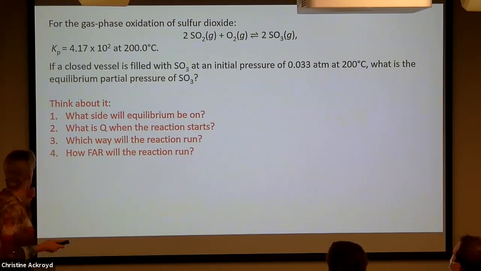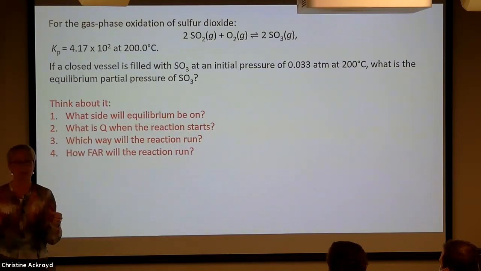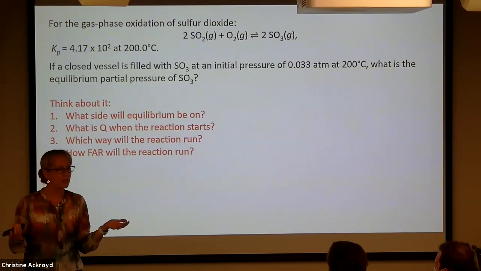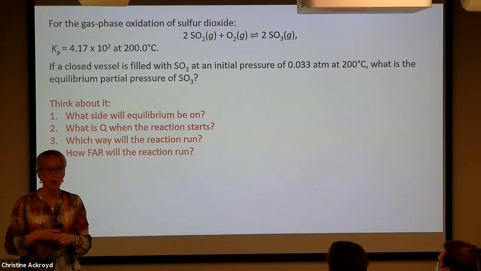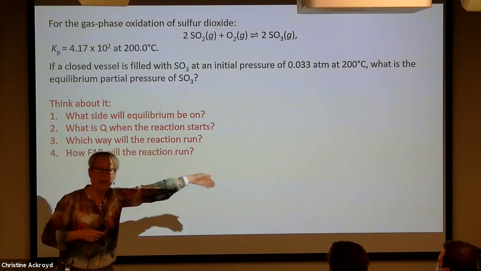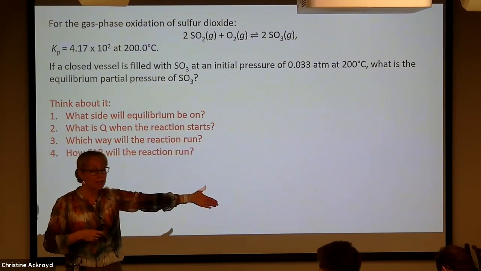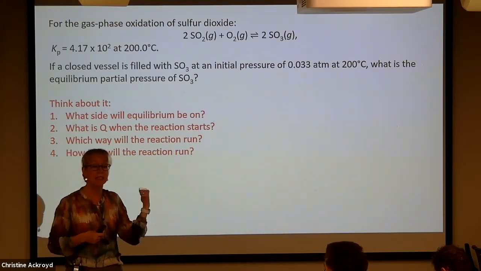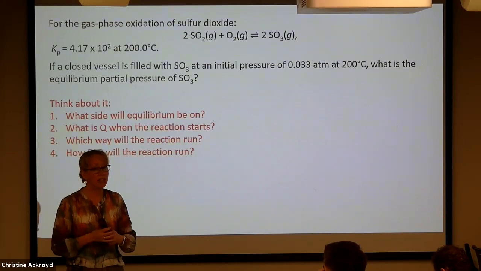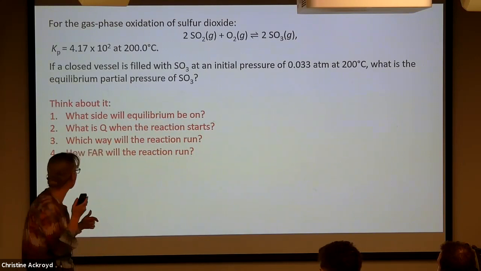But what do we know here? If we compare Q and K, are we at equilibrium here? Are we to the left of equilibrium or to the right of equilibrium? We're to the right of equilibrium because we have all product. And the equilibrium constant says, well, we're gonna have some starting material. So from these conditions, the reaction is gonna run what direction? It's gonna run to the left. We'll use up some products to make starting materials.